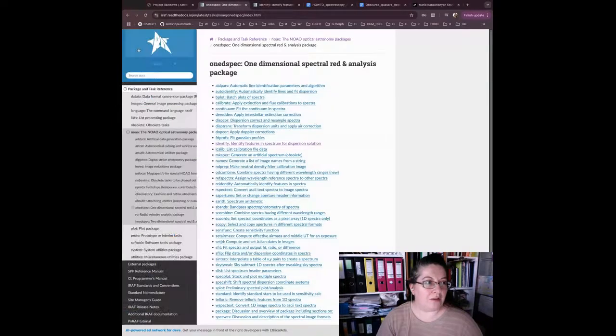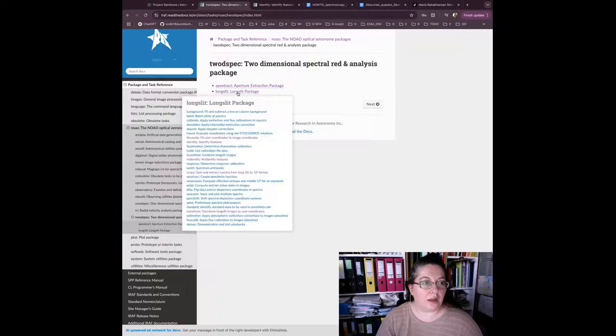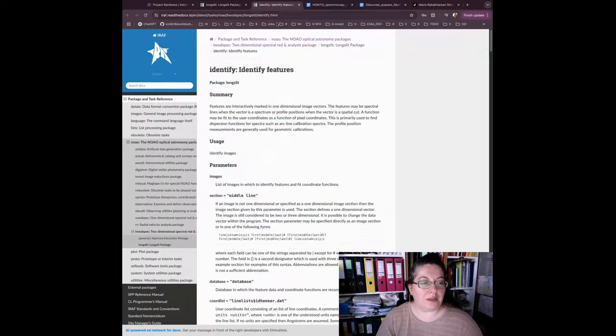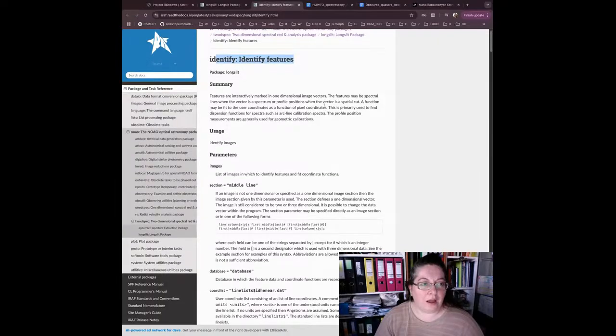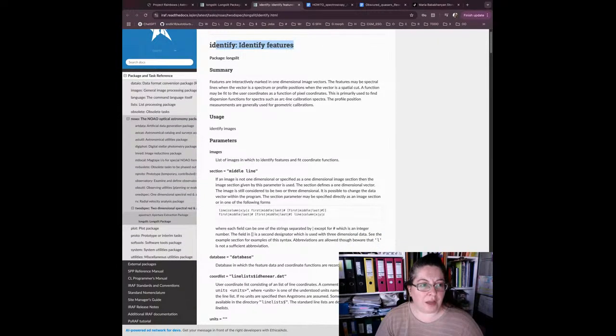So let's go back to this spec. That's what I'm doing. And then the long slit package. So this is to this spec long slit package identify. So this is very technical vocabulary.